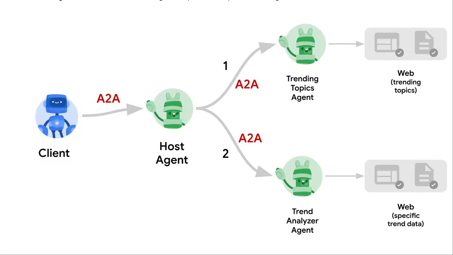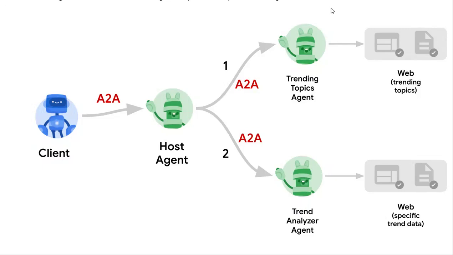Now, I want to create an effective blog. For that, I require two agents. One is a trending topics agent, and the second one is a trending topic analyzing agent. This trending topics agent will find out the top 3 trending topics for me, whereas this trending analyzer agent will provide some content related to that topic. They both make use of Google search for performing these tasks.